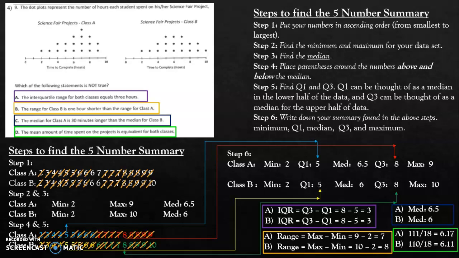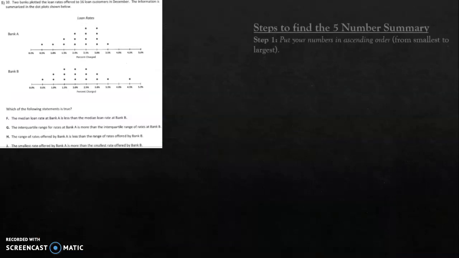D says that the mean amount for both are the same. Well, we can see that that's incorrect. One's 6.17, one's 6.11. So obviously, D is going to be our answer because it's the answer that's wrong. Okay, so that's our answer. There we go. All right, if you have any questions, let me know. So that's question 4. Let's go on to question 5.